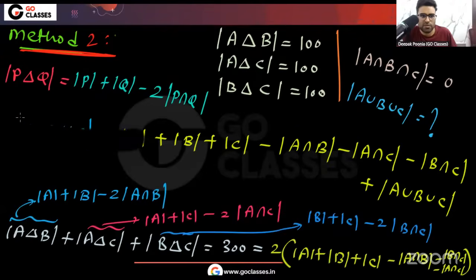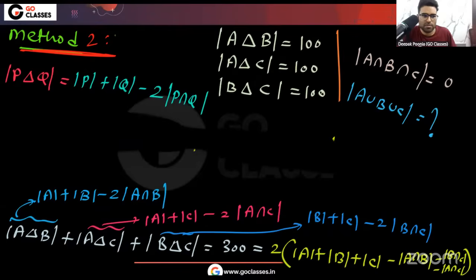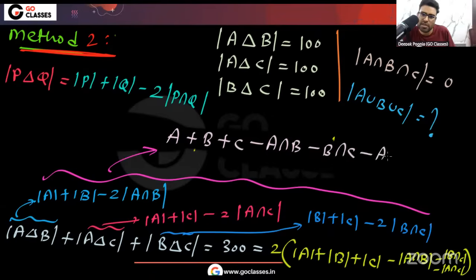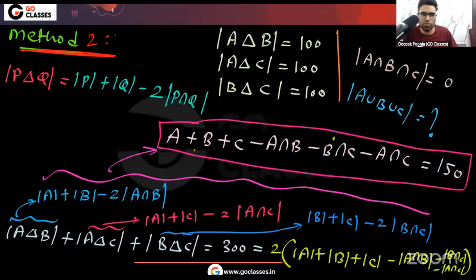So you can see that from here, one thing you can notice, that size of A, let me write it without these. You already know, when I write A, it simply means size of A. So you can see basically we got A plus B plus C minus A intersection B minus B intersection C minus A intersection C. This overall you got equal to 150. Yes or no? Is this clear? This value you got 150.